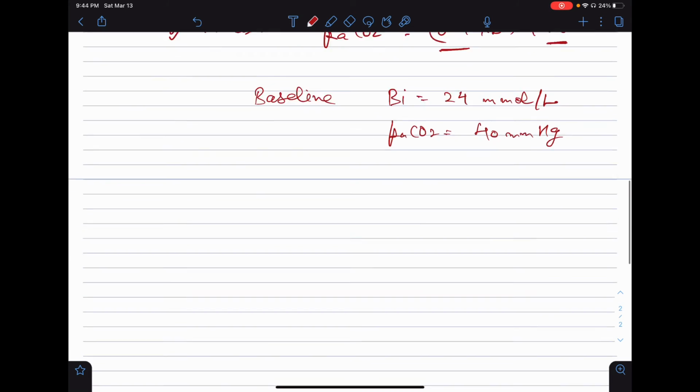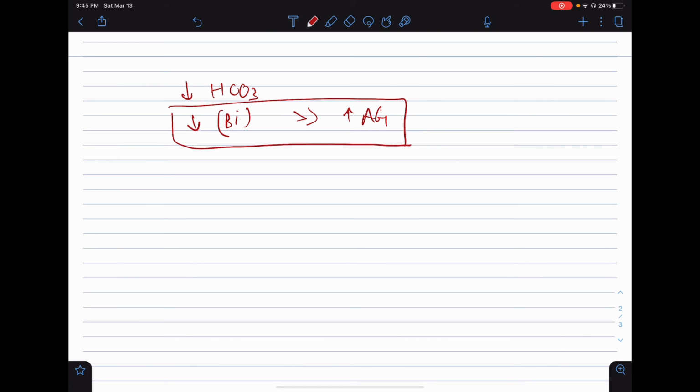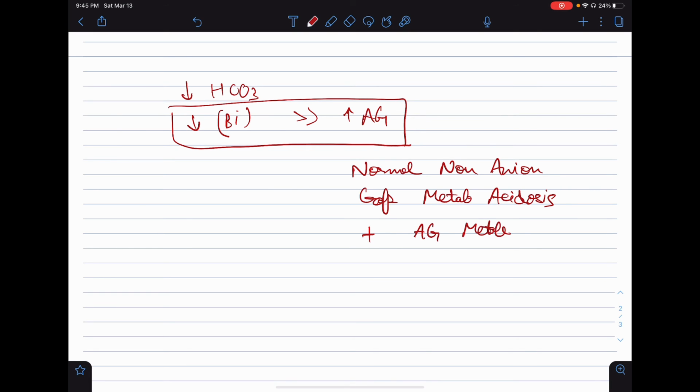Okay. One more thing I would like you to remember is when the drop in bicarbonate is significantly more than the rise in the gap. A gap means the anion gap is elevated. At this point of time, you would think that there is a normal anion gap metabolic acidosis coexisting with an anion gap metabolic acidosis.